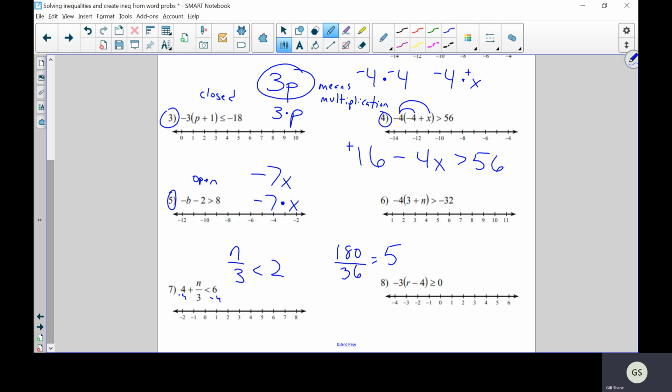So what'd you get? 4. What's 4 subtract 4? It's negative 3 times 0. Oh, 4 subtract 4 is 0, so that's what we have in parentheses. 0 times negative 3 is 0. We got 0 on both sides. Now you just need to make sure you graph correctly. So you have to graph.